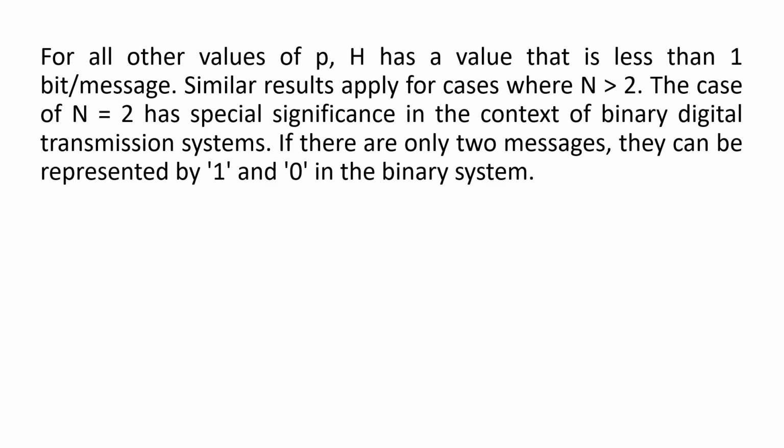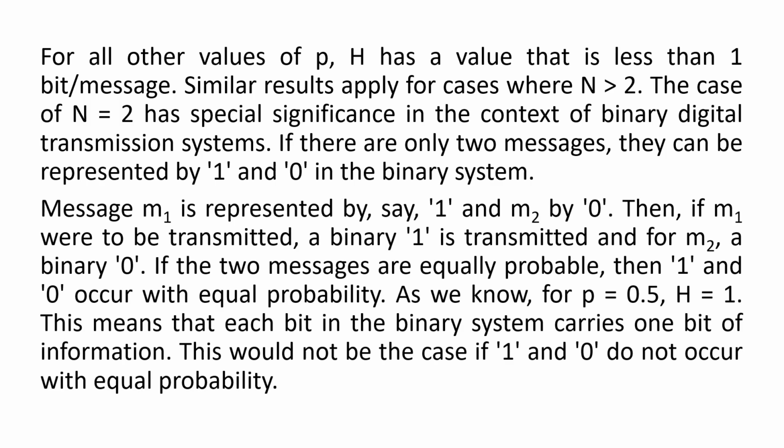The case of n equal to 2 has special significance in the context of binary digital transmission systems. If there are only two messages, they can be represented by 1 or 0 in the binary system. Message M1 is represented by say 1 and M2 by 0. Then if M1 were to be transmitted, a binary 1 is transmitted, and for M2 a binary 0. If the two messages are equally probable, then 1 and 0 occur with equal probability, and as we know, for P equal to 0.5, H equal to 1. This means that each bit in the binary system, a single 1 or a single 0, carries one bit of information.